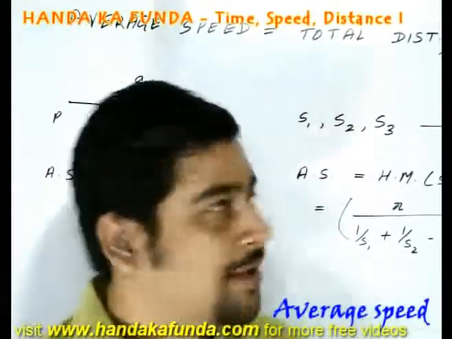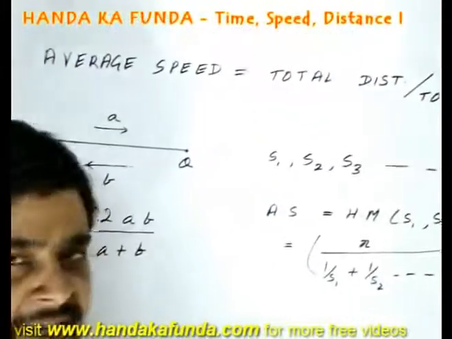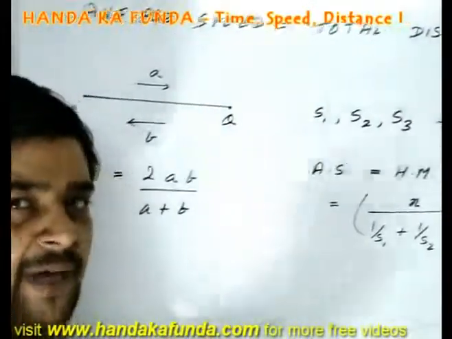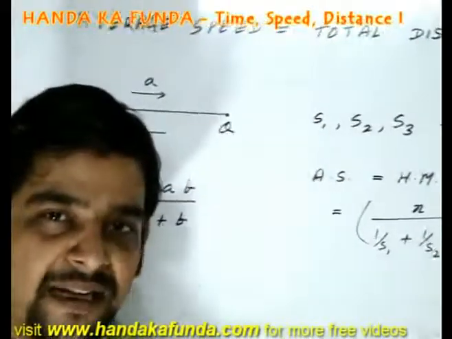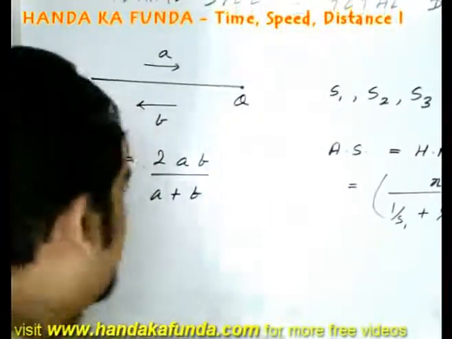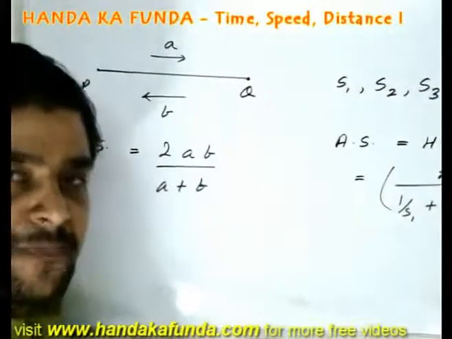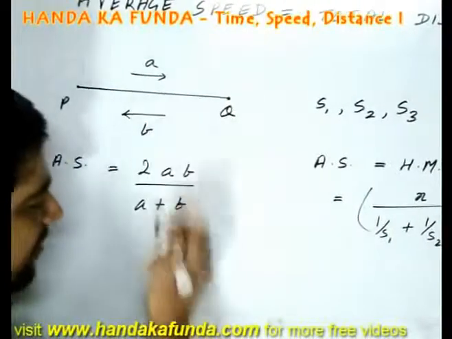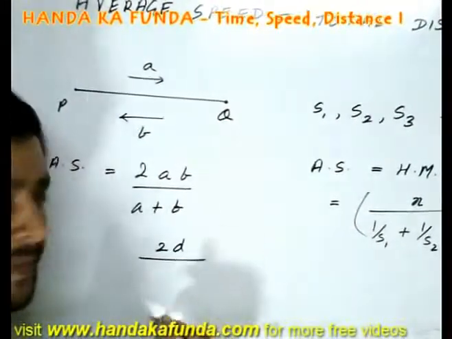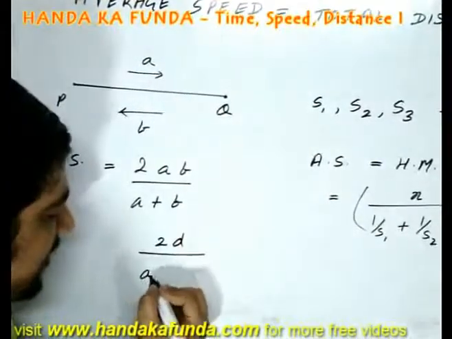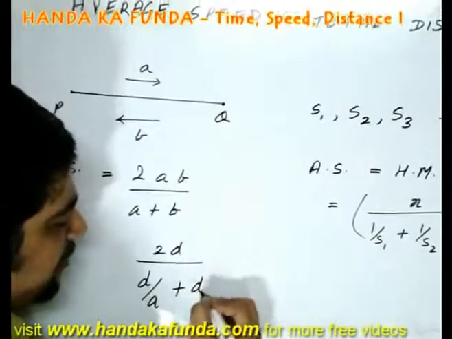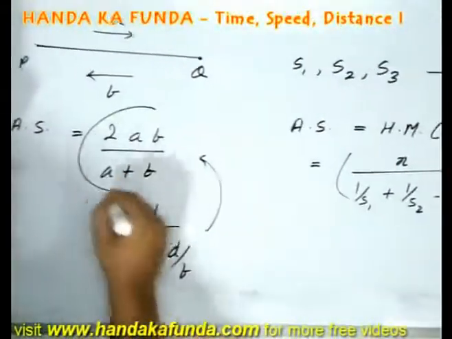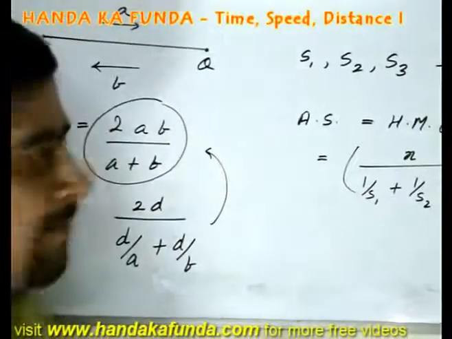Average speed is defined as total distance covered by the total time taken. Let us say a person goes from P to Q with the speed of A and he comes back with the speed of B. What will be his average speed? Will it be A plus B by 2? No. It will be 2AB by A plus B. Think about it. Why? Total distance covered will be in going and coming back. You can say it is 2D. Time taken to go with the speed A is D by A, and the time taken to come back is D by B. If you calculate it, it will come out as 2AB by A plus B.